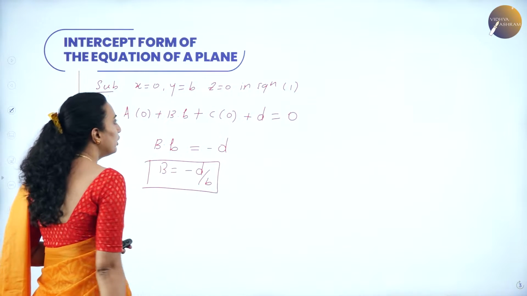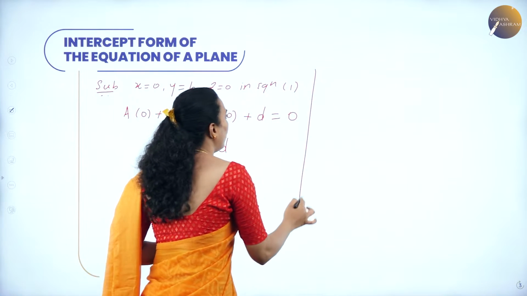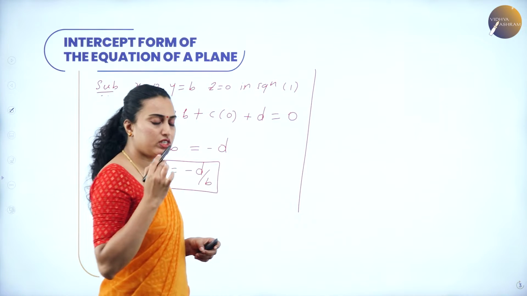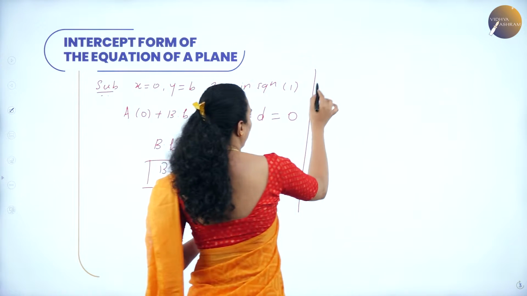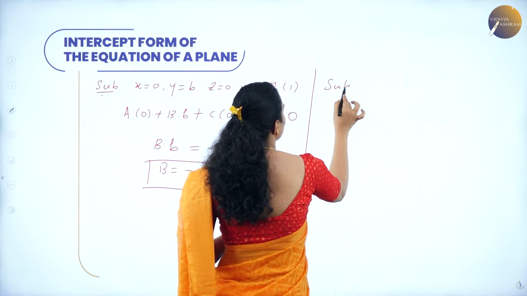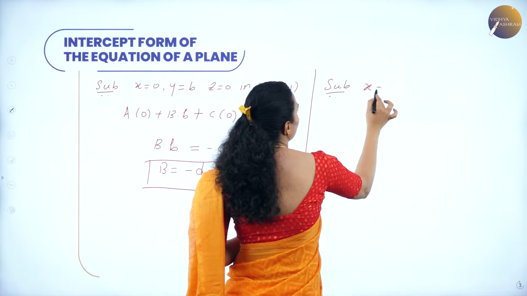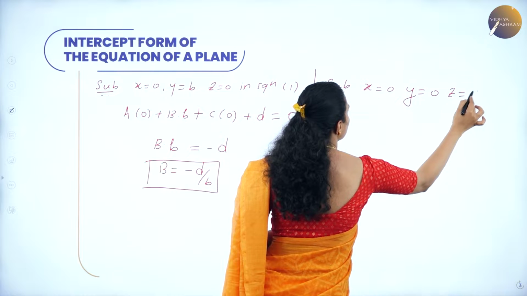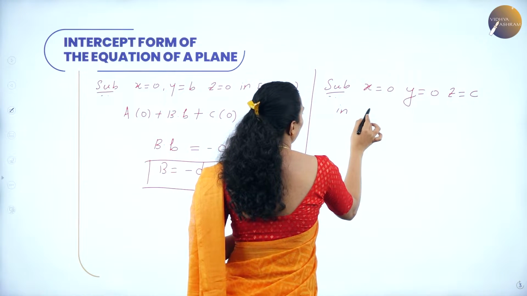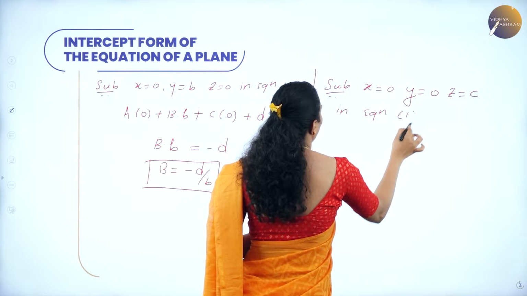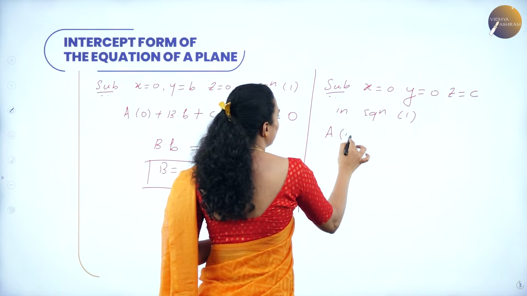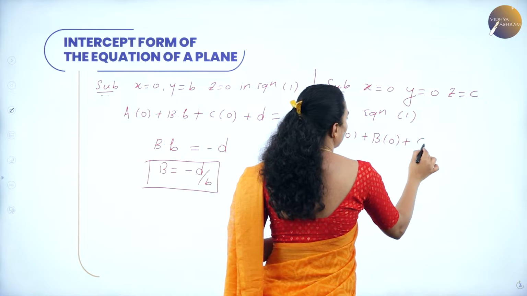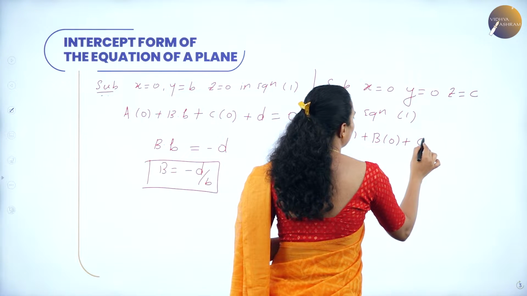Now similarly, you can substitute the value of what? A Z coordinate, isn't it? Which is the z-axis coordinates given by, so substituting x equal to 0, y equal to 0, z equal to C in equation 1. So what happens? That is a into 0 plus b into 0 plus c into capital letter C, correct?